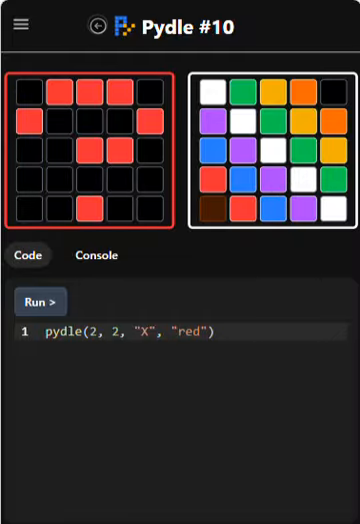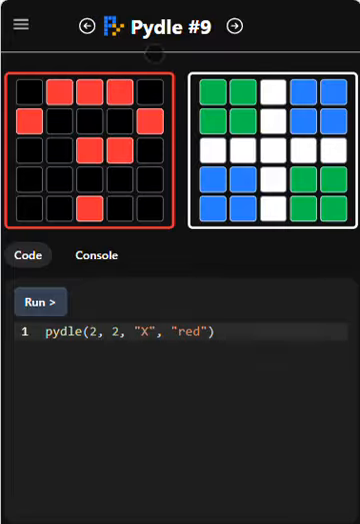As usual, I will now solve yesterday's Pydle number 9. It resembles a Cartesian coordinate system. The axis in white, then the quadrants are colored either blue or green. So a Cartesian coordinate system has the origin in the center.